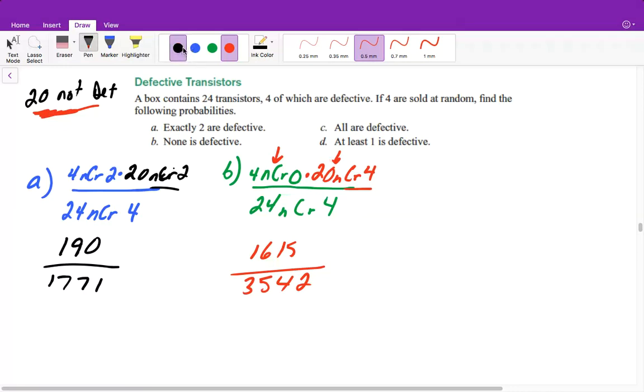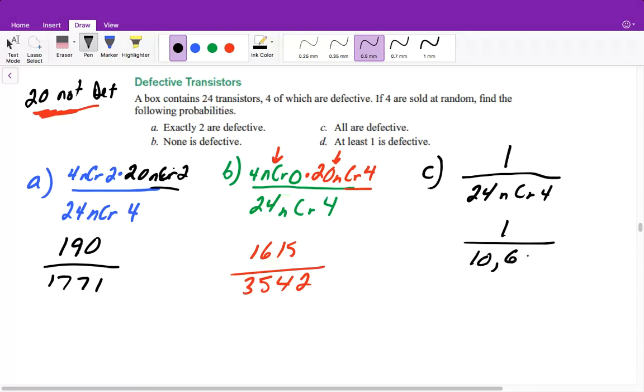All right, for C, that all are defective. Well, when we think about this, there is only going to be one case where all of them will be defective. So I know my numerator has to be 1 because there's only one time that we can pick 4 where all 4 are defective. So then we will just have to put it over top of the total number of options that we have, 24 nCr 4, and that will then give us 1 out of 10,626. You could go ahead and say 4 nCr 4 times 20 nCr 0, but that is going to give you 1 because there's only one time where you can get all of them to be defective.